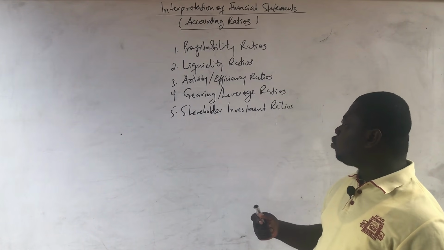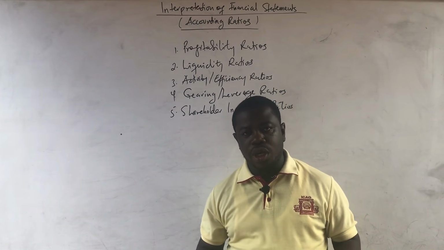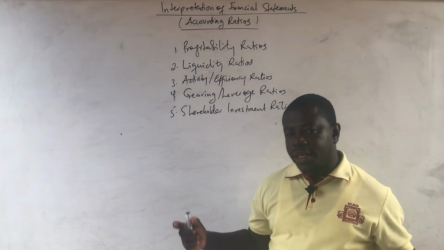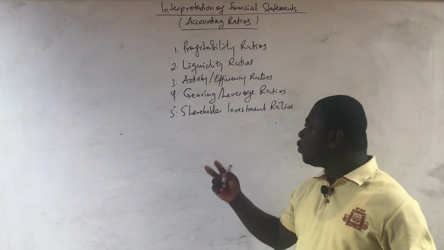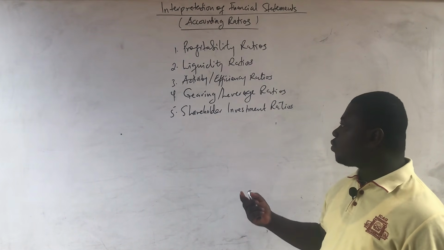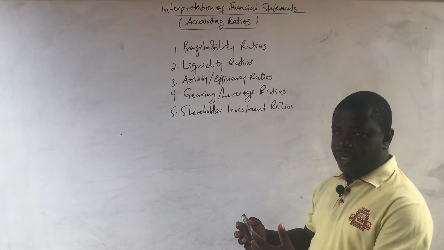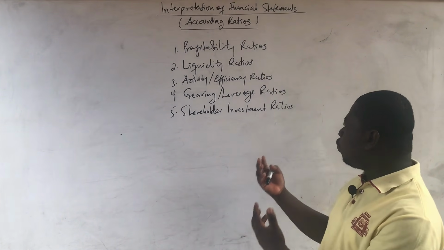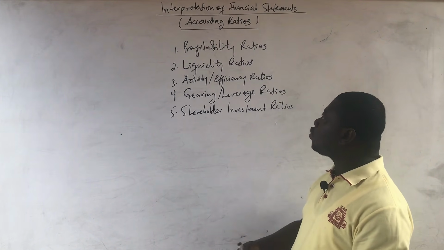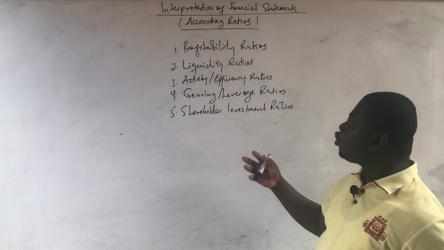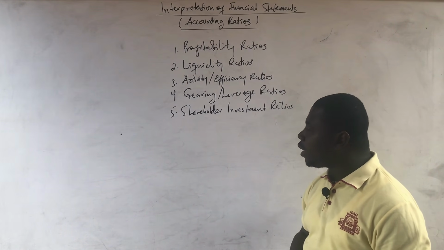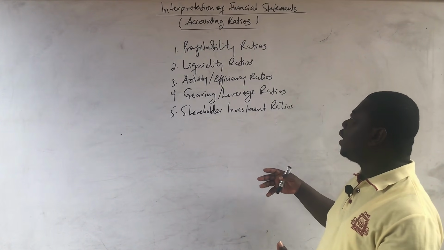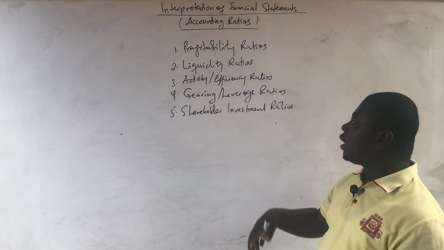And then finally, we are going to look at the shareholder investor ratios, the ratios concerning shareholders' investment in terms of performance with the shareholders, whether we are achieving shareholders' wealth maximization or we are not doing that. So these are 5 categories of ratios, which I'm going to take each of them one by one and then try and expand the ratios that are falling under each of them.